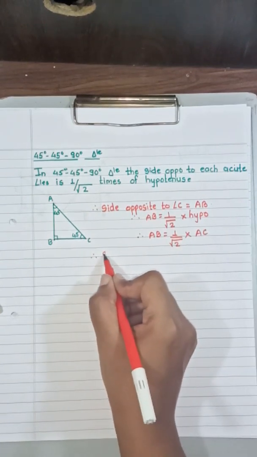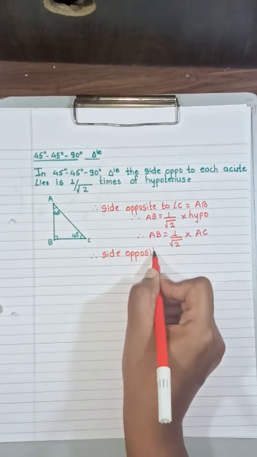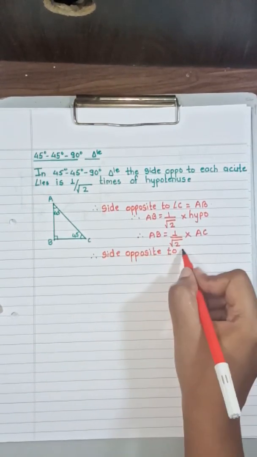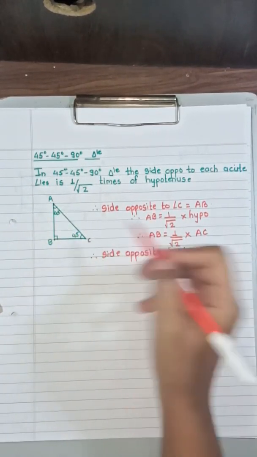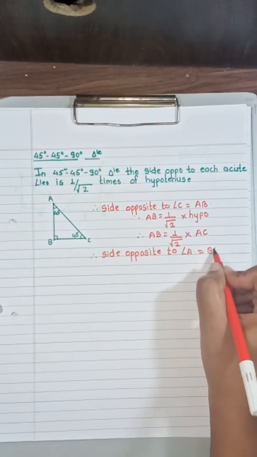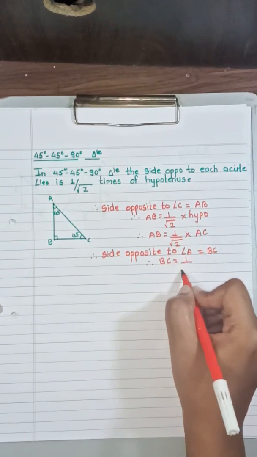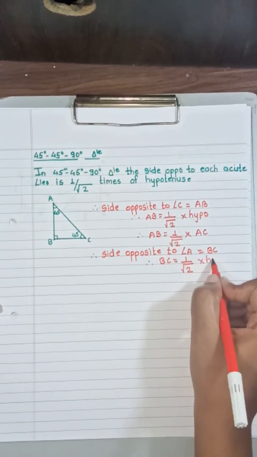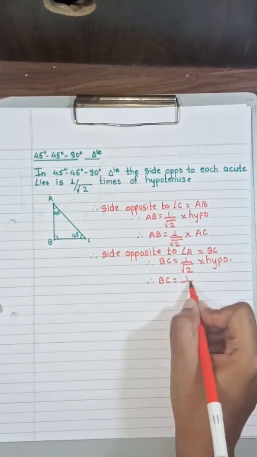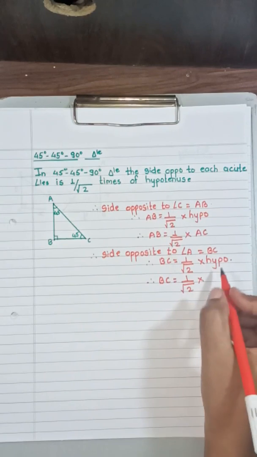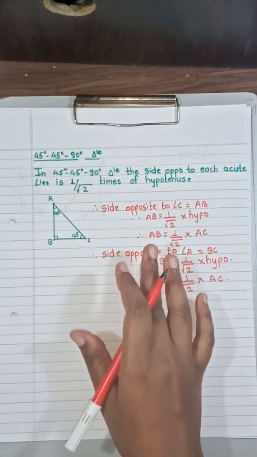Therefore the side opposite to angle A. Now you can see angle A is also 45 degrees. So the side opposite to angle A is BC. Therefore BC is equal to 1 upon √2 into hypotenuse, so BC is equal to 1 upon root 2 multiplied by AC. I hope it is clear till here.